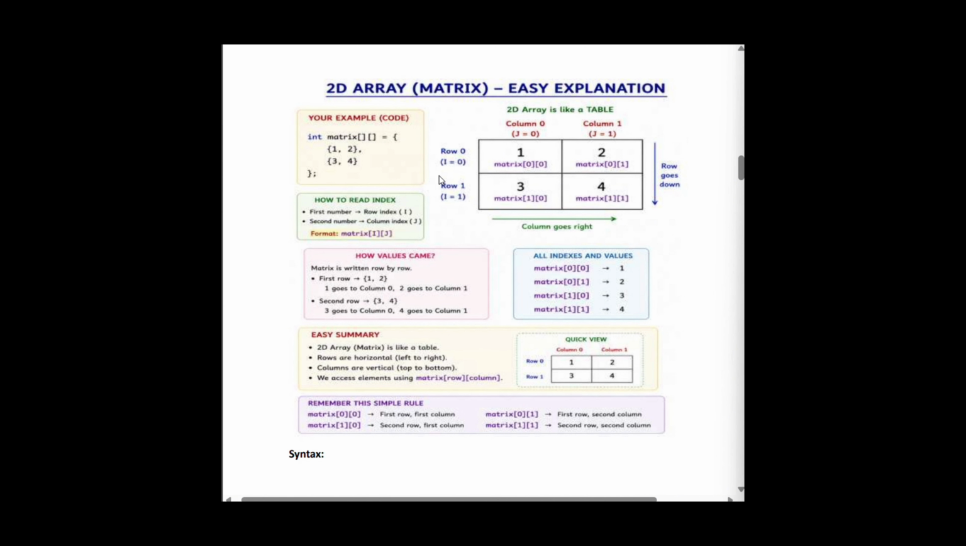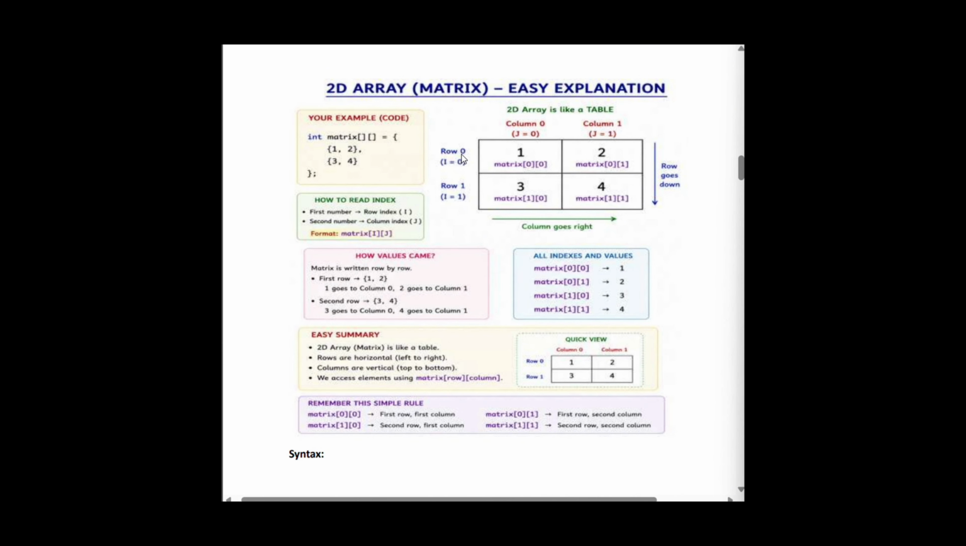In the first bracket it takes the row and in the second bracket it takes the column. This is the golden rule of 2D arrays. Now let's find matrix[0][0]. In the first bracket 0 and in the second bracket 0. The first 0 means go to row 0 and the second 0 means go to column 0. Where do they meet? At value 1.